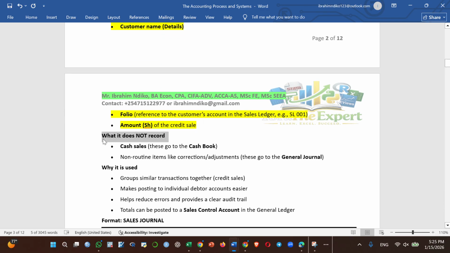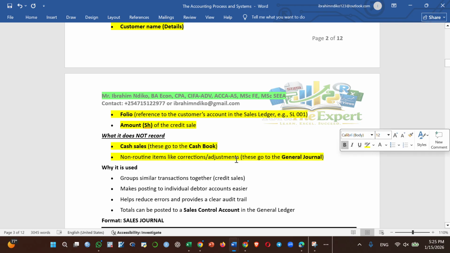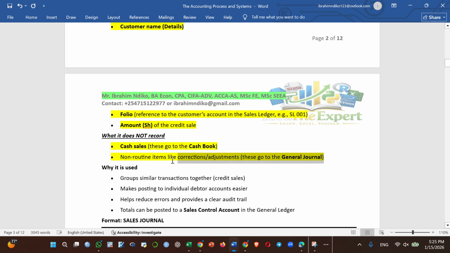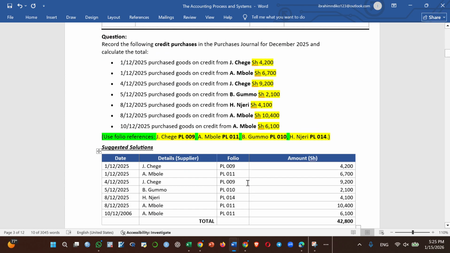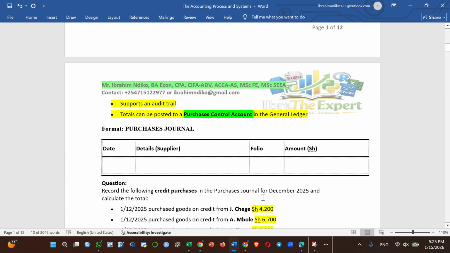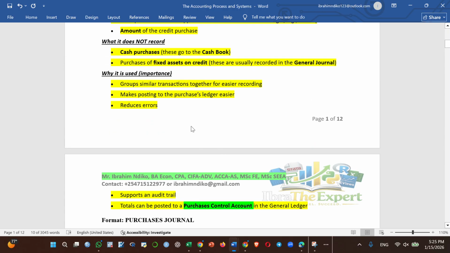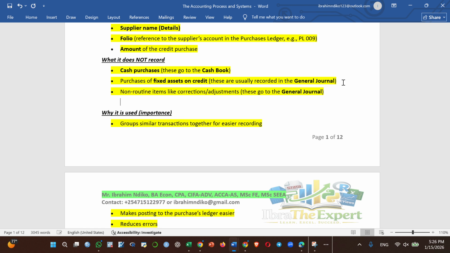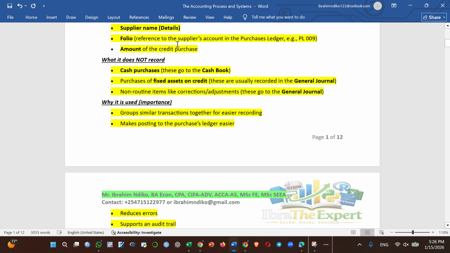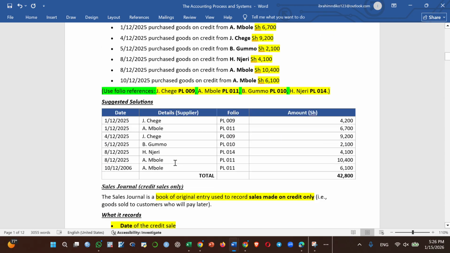Let us see what it does not record. Now it does not record the cash sales. So any sales that were not made on credit, they go to the cash book. Now it does not record the non-routine items like correction or adjustments. Same applies to the purchase journal. So the purchase journal also does not record these non-routine items. Let's add them there, the correction and adjustments. So it does not record the non-routine items.